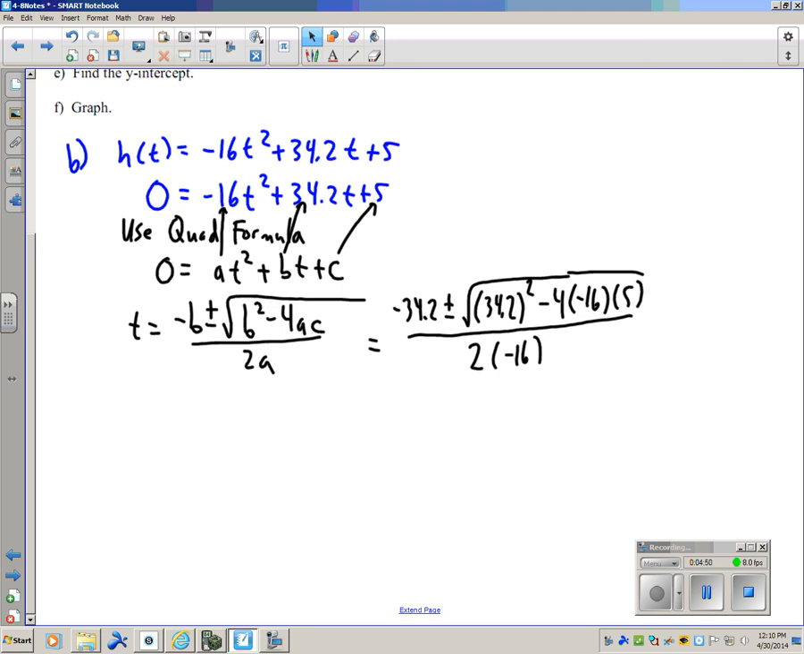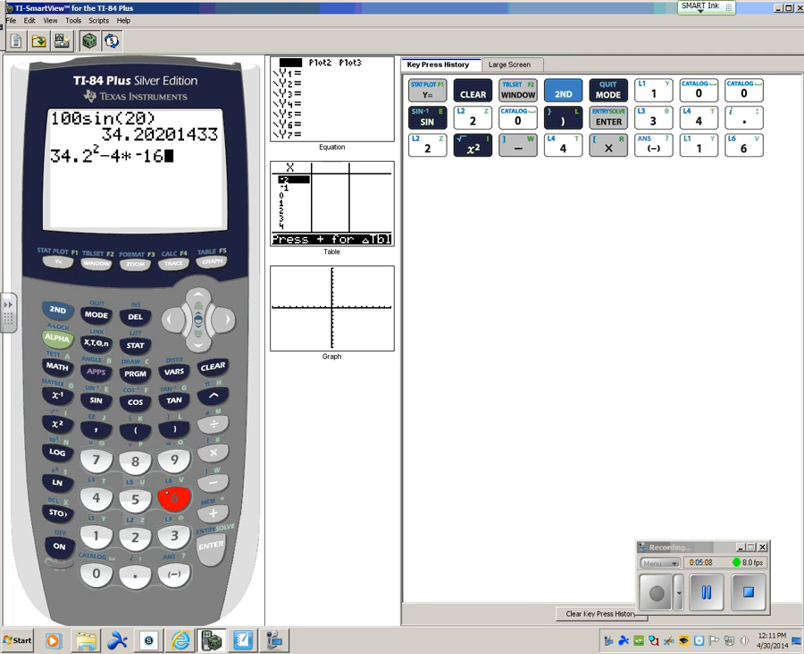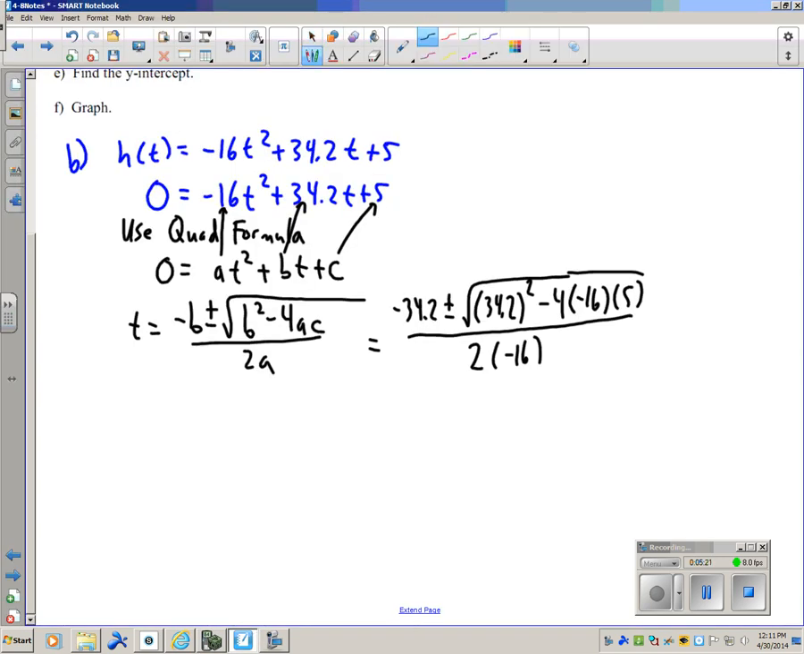I tell people to go ahead and do the b squared minus 4ac on your calculator first. So we take 34.2 squared minus 4 times negative 16 times your c value, and we end up getting 1,489.64. So coming back over here, let's plug that in. t is equal to negative 34.2 plus or minus the square root of 1,489.64. And 2 times negative 16 down here is negative 32.